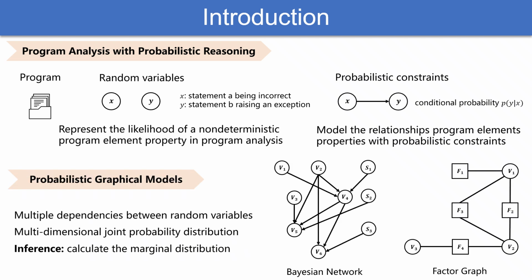Therefore, in order to represent the multi-dimensional discrete probability model introduced by program analysis, it usually uses a probabilistic graphical model, for example, directed Bayesian networks and undirected Markov graphs. It combines numerous local probability constraints into a multi-dimensional joint probability distribution. And the key inference problem is to obtain the marginal probability distribution.